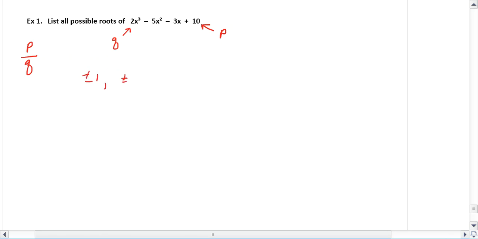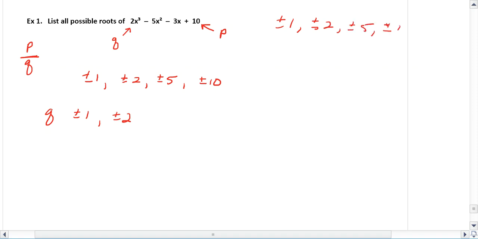Plus minus 1, plus minus 2, 5, and 10. That's a complete list of all the factors of 10. And 2 is a nice short list for us to look at. So the Q values are just plus minus 1 and plus minus 2. So now to put our list together of the P's over Q's. All of these can be put over 1, which just gives us that list. So 1 over 1, 2 over 1, and so on.